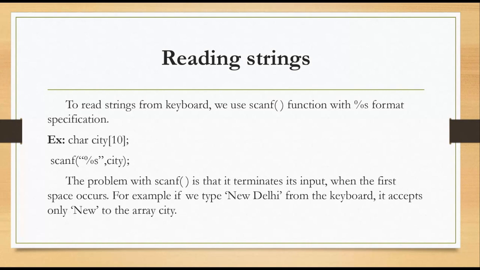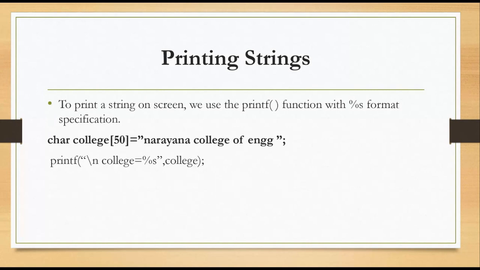Next, printing strings. To print a string on screen, we use the printf function with format specifier %s. For example, char college[50] is equivalent to, we need to enclose the string within double quotes, "Narayana Engineering College". And we can print that message using the printf function by specifying the format specifier %s followed by college.